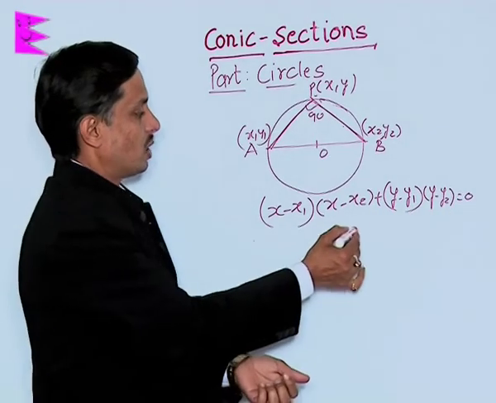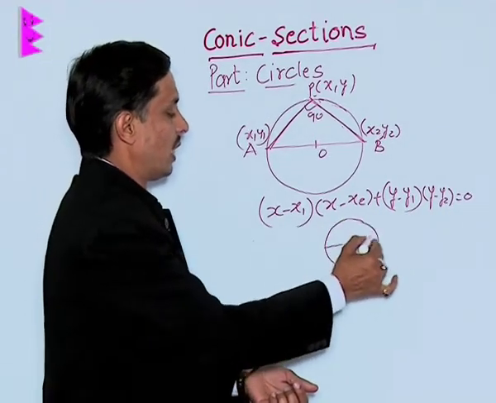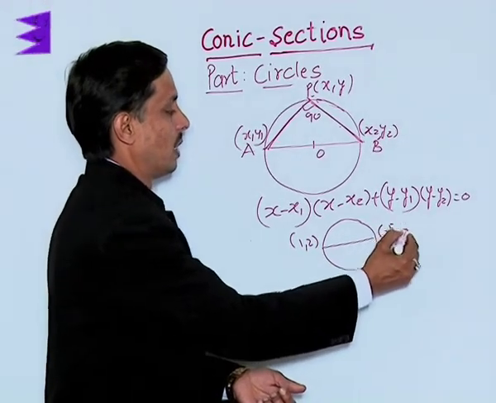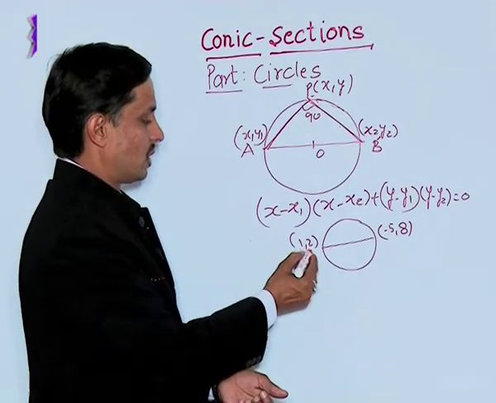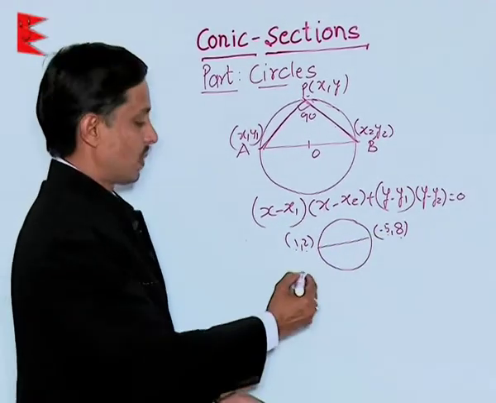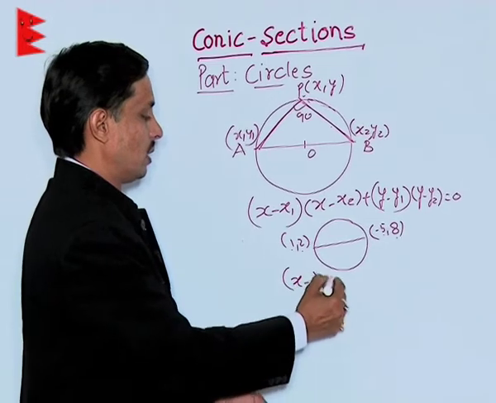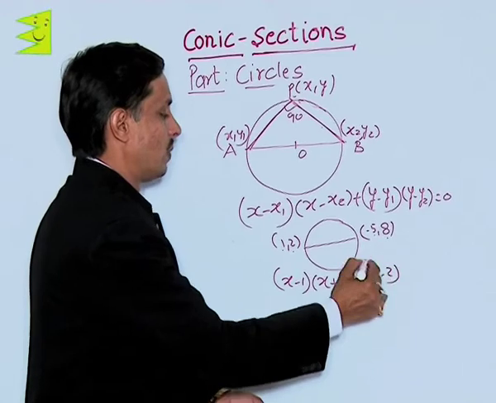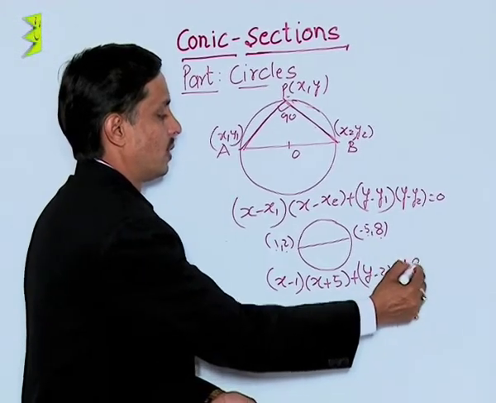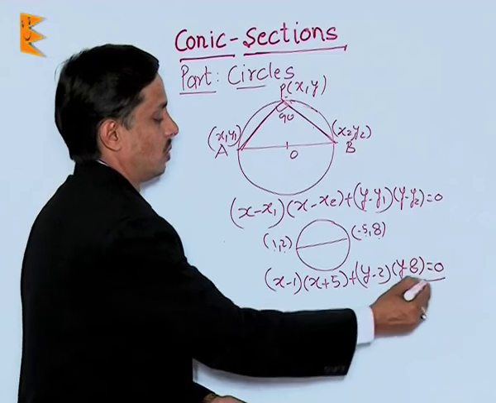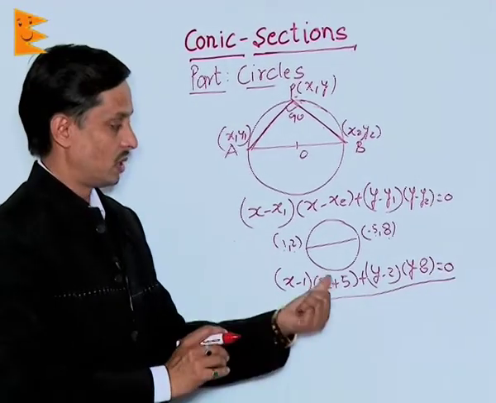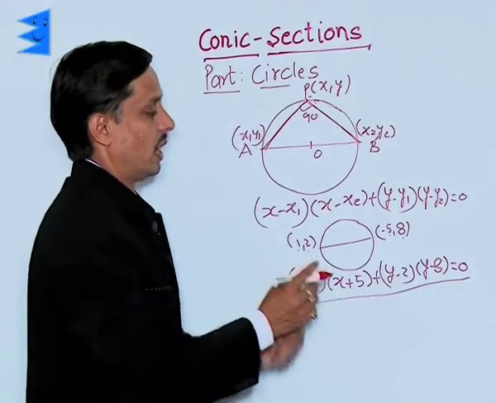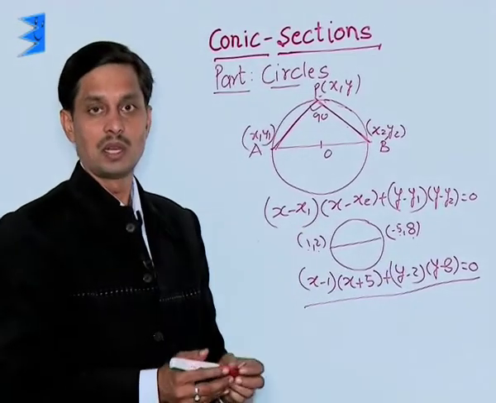Suppose I take an example: coordinates of this point are 1, 2 and here coordinates are minus 5, 8. This is x1, this is y1, this is x2, this is y2. (x minus x1) into (x minus x2) plus (y minus y1) into (y minus y2) is equal to 0. This is the equation of the circle in the situation if the coordinates of the endpoints of the diameter are given.